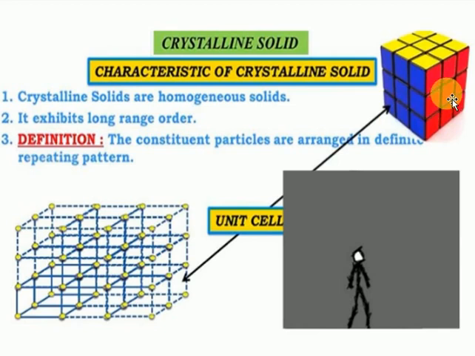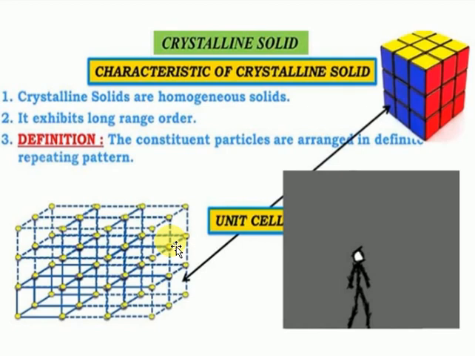How many faces will be there? Generally, consider 6 faces will come. 1, 2, 3, 4, 5, 6 faces will come, and 8 edges will come. And one more point about the solid: I said very clearly, solids have long range order. Long range order means you can see a very properly regular arrangement of the particles. You can be very clear on it.